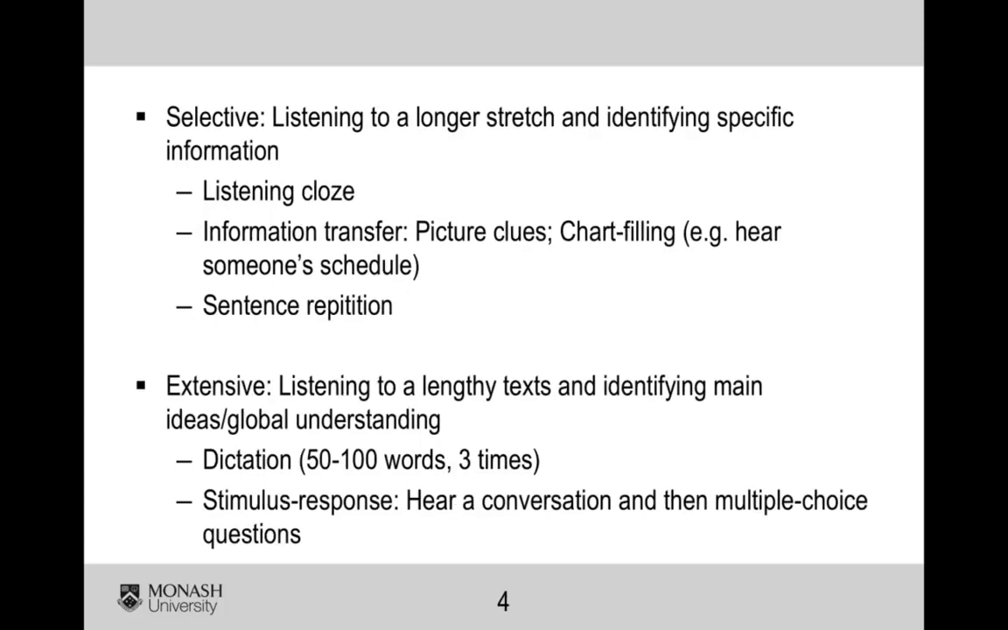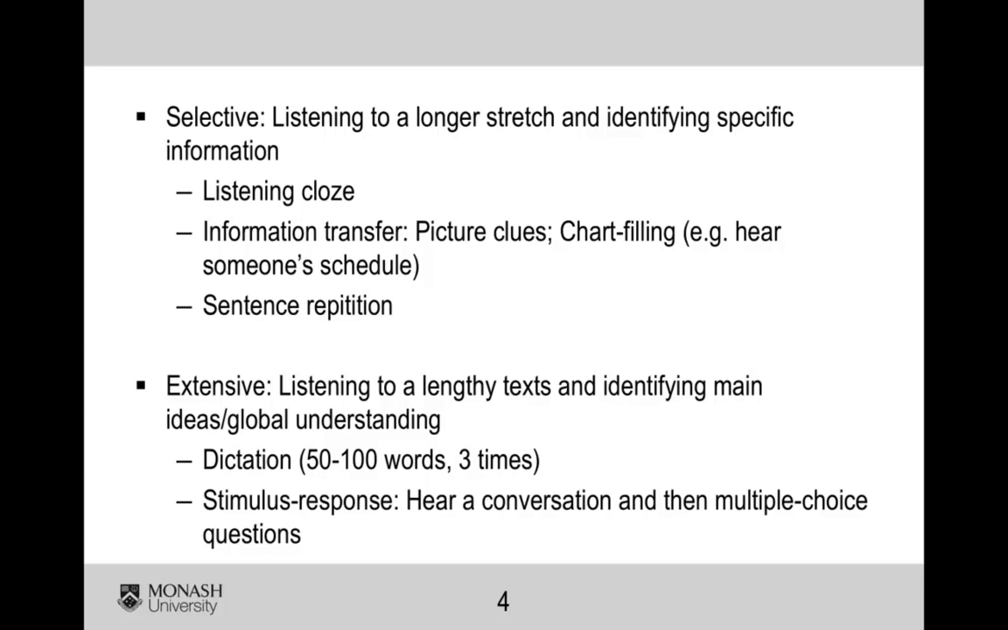The third type of listening performance is selective. So listening to a longer stretch of text, which can be written, or someone reading it out, or it could be a recording, and identifying specific information. And this can be done in a few ways. So, we've mentioned something like a cloze activity.